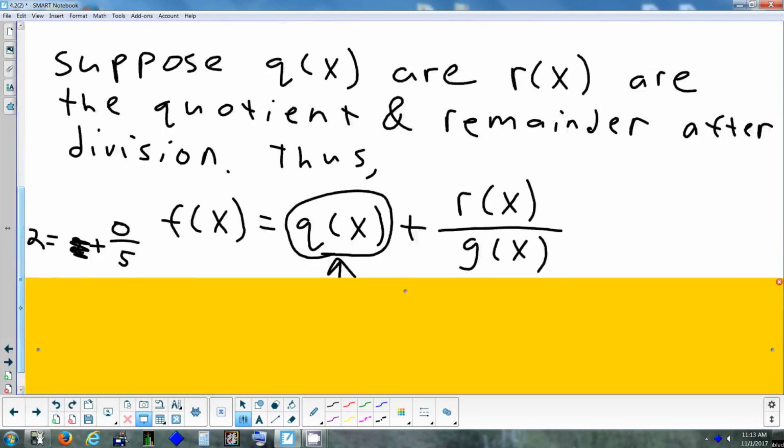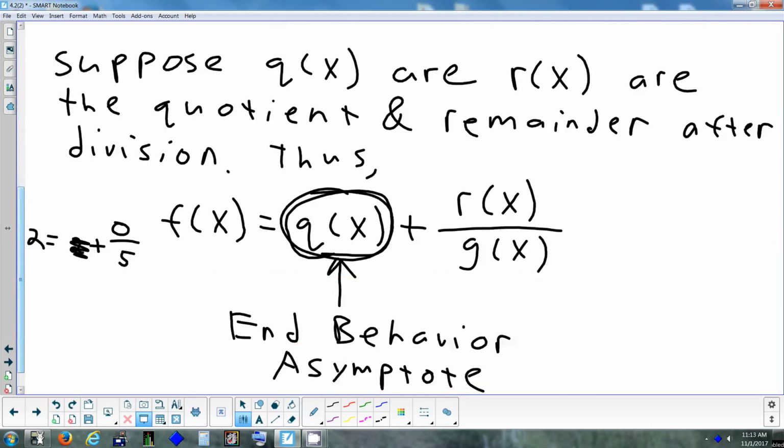All right. So that's all that this formula is. It's a way to check your division. But the important thing in the formula is just that right there. q of x is what you call the end behavior asymptote.